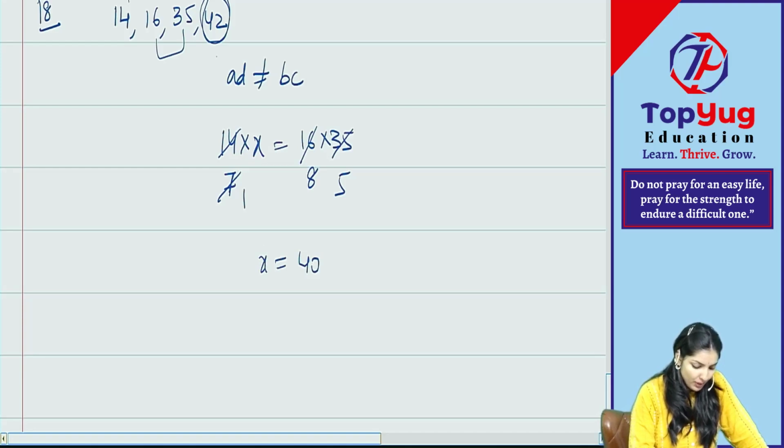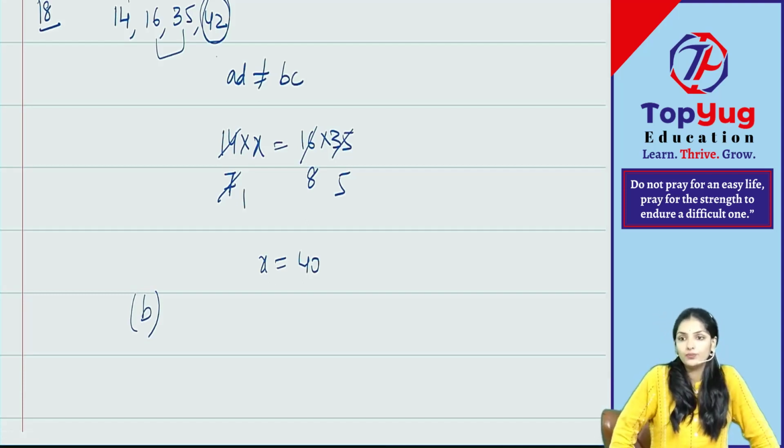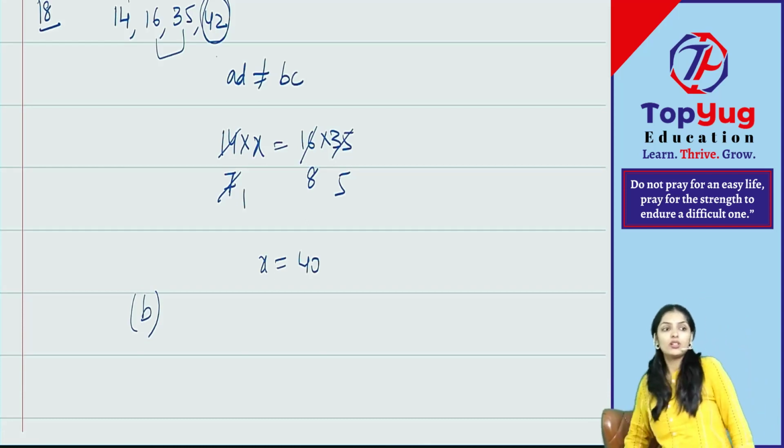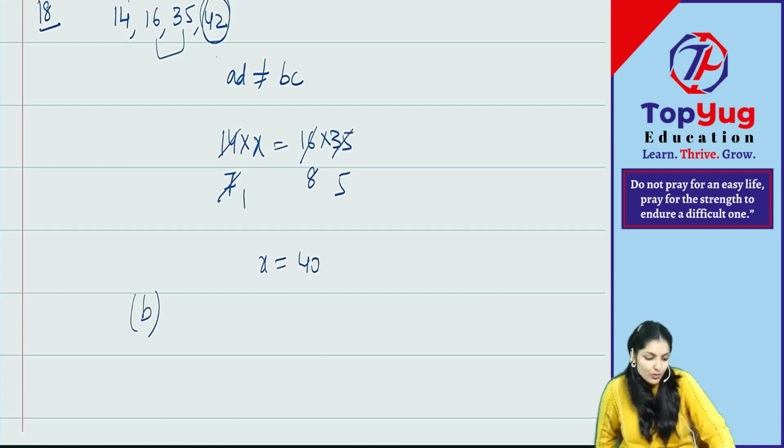They will become proportion. So option, read the question and then do the solution. If you don't understand, ask me. They are not in proportion. You have to change the fourth term. So what should be the fourth term so that they will come in proportion?